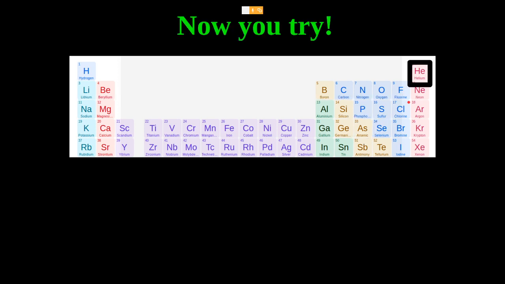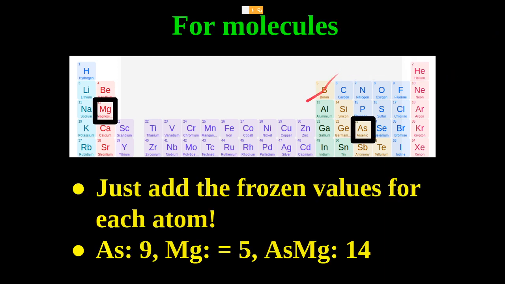But there's a reason why I chose helium, because I want to make sure you really understand what's going on. Here, if you draw that line, the line is above the entire periodic table. There are no noble gases smaller than helium, so we're not going to freeze any electrons. The smallest amount of electrons that we can freeze is 2, and if we freeze 2 electrons, then we're freezing all of the electrons, which is going to give us results that are maybe not as interesting as we want. And now for molecules, just add the frozen values for each atom.